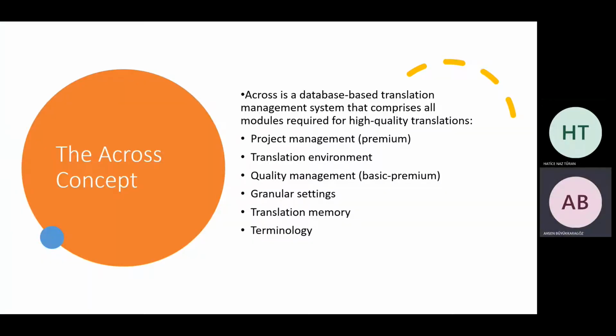Across is a database-based translation management system that comprises all methods required for high-quality translations: project management, which is available for premium; translation environment; quality management, which is also available for both basic and premium modes; granular settings; translation memory; and terminology.